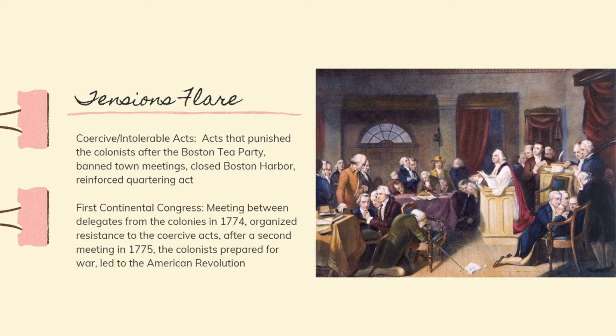After these violent acts, the British responded by enforcing the Coercive Acts, also known as the Intolerable Acts. These acts punished colonists and enforced strict rules, such as the banning of town meetings, the closure of the Boston Harbor, and the reinforcing of the Quartering Act. Now, in response, representatives met again from the colonies and organized a resistance to these acts. And after a second meeting in 1775, the colonists prepared for war, and this in turn led to the American Revolution.